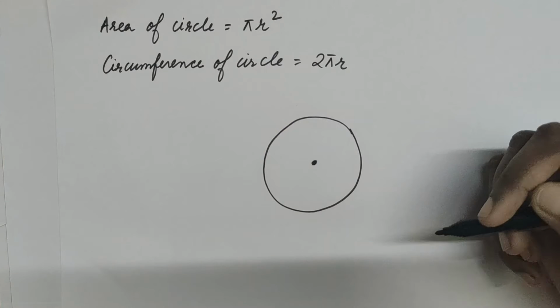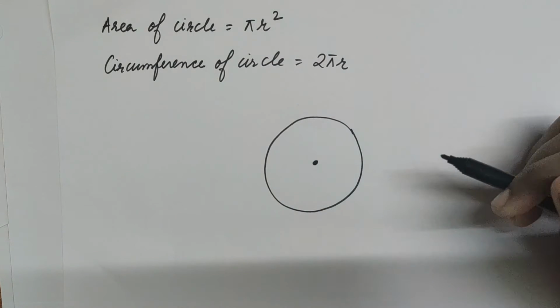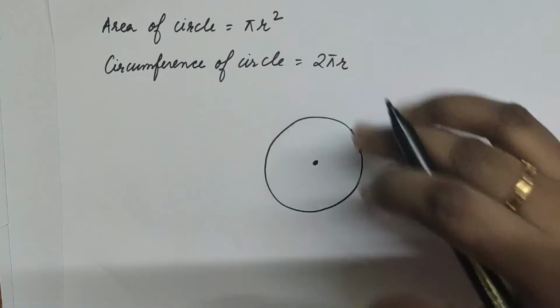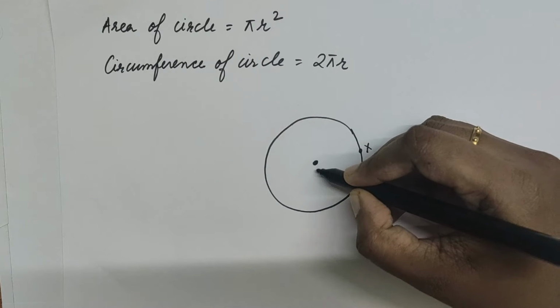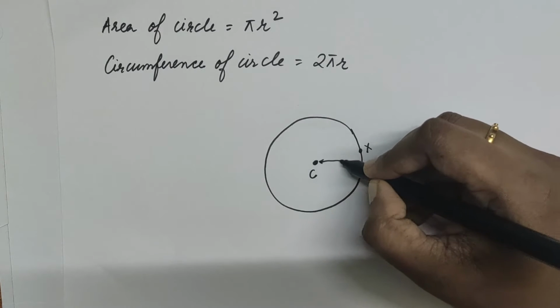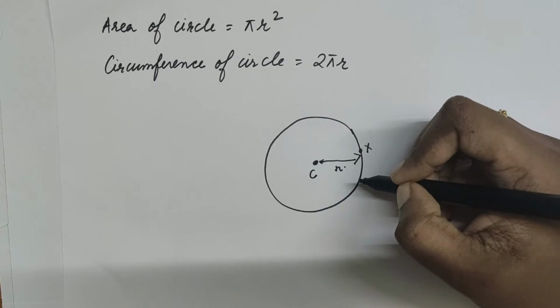So let us begin. Before I go into the detail of the calculation part, I would like to help you recall what a circle is. A circle is a collection of all the points, suppose this point is x, in a plane, each of which is at a constant distance from a fixed point. This fixed point, suppose, is C. So the distance between these 2 points is R, which is the radius of the circle.